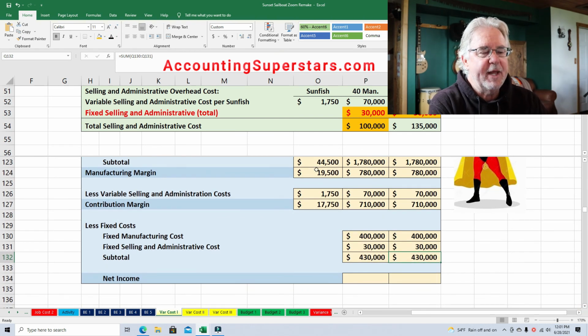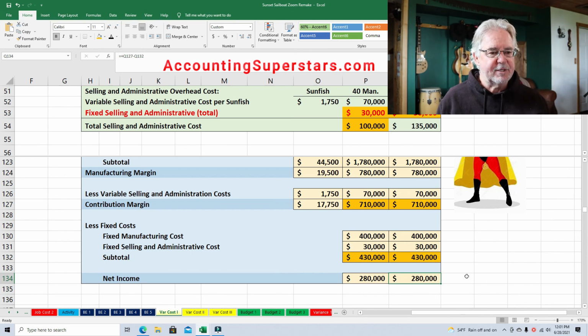And net income. So net income is going to be really easy. 710 is our contribution margin. I'll highlight it so it stands out. 710 minus our total fixed cost, the subtotal, will give us our net income, 280,000. And if we do the same thing for the next year, contribution margin minus this fixed cost subtotal, we get 280,000. There we go, folks.